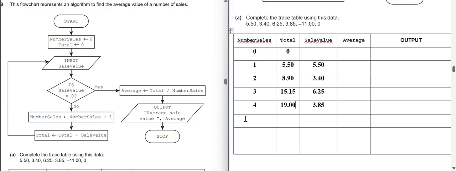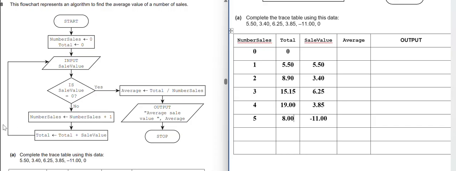Okay, and then we go back to input sale value again. Now this time it's negative, or minus 11. So we put minus 11 over here. Okay, and we then check whether it equals 0. It doesn't. So we increment the number sales by 1, which becomes 5, and then we have 19 minus 11, which is 8.